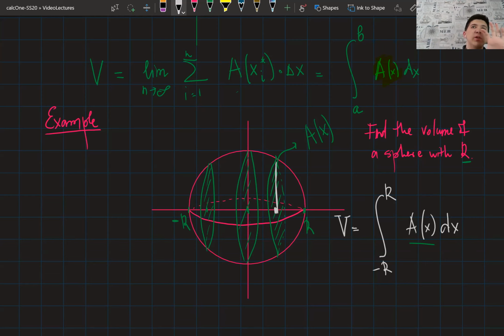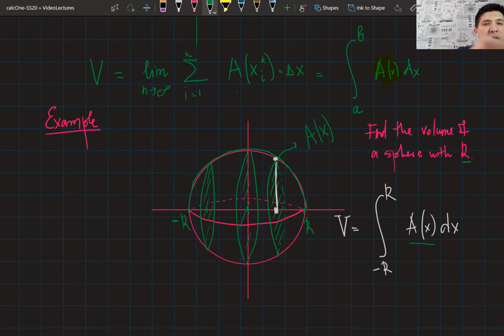So the area of the circle is going to be the radius squared multiplied by pi. The radius of the circle is actually equal to the height of this function, right? And what is that function? It is just the function of a circle. So basically, if you are given a sphere, then this function is going to be the equation of a circle.